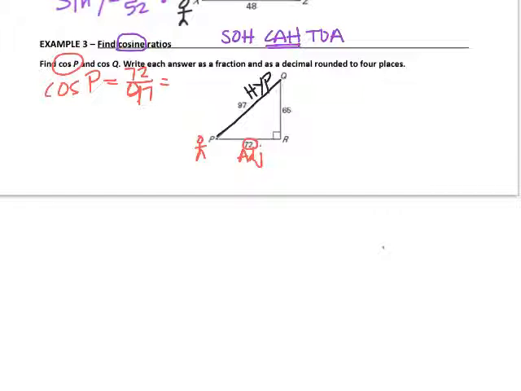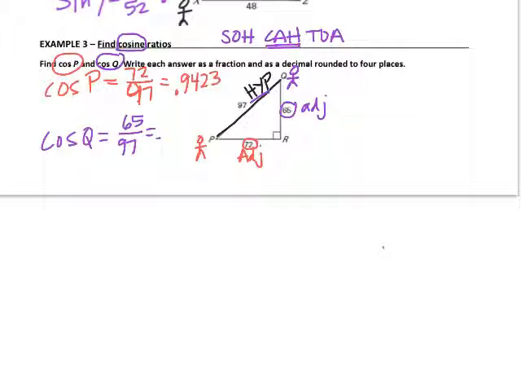And then when we look for cosine of Q, that just means that if we're at angle Q, which side is adjacent? This one is because it's really near to angle Q. So cosine of Q is equal to 65, that's the adjacent side, over 97, which is our hypotenuse. Alright, so if you put this into your calculator, 72 divided by 97 is 0.9423. And if you put in 65 divided by 97, you should get 0.6701.